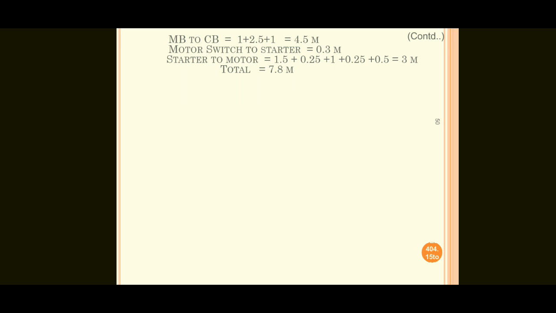So MB to CB is equal to 1 plus 2.5 plus 1, 4.5 meter. Motor switch to starter is 0.3 meter. Starter to motor is 1.5 plus 0.25 plus 1 plus 0.25 plus 0.5, 3 meter. Total 7.8 meters is present.